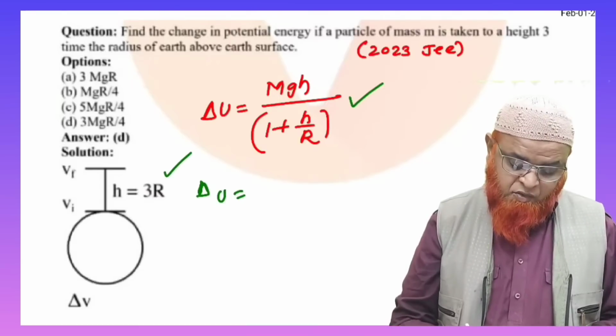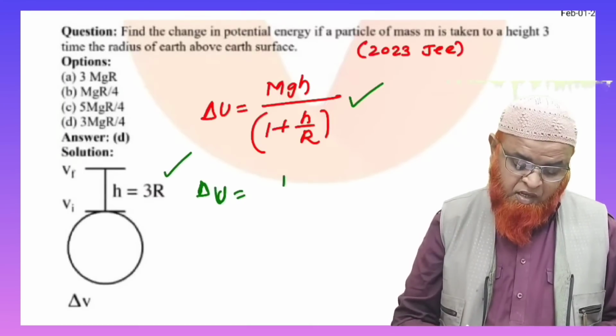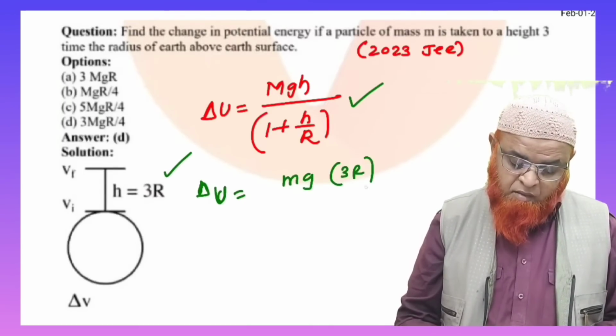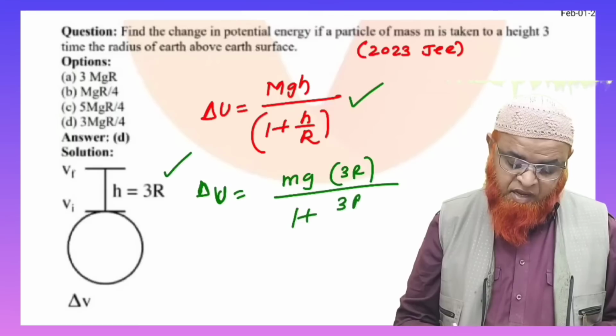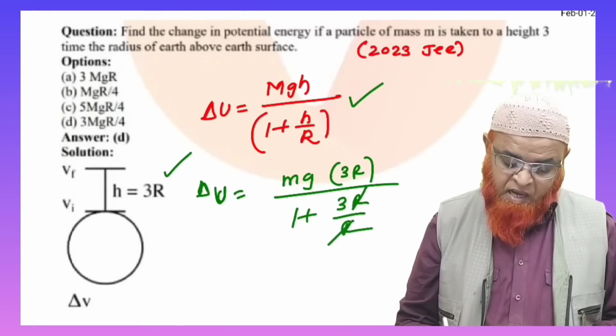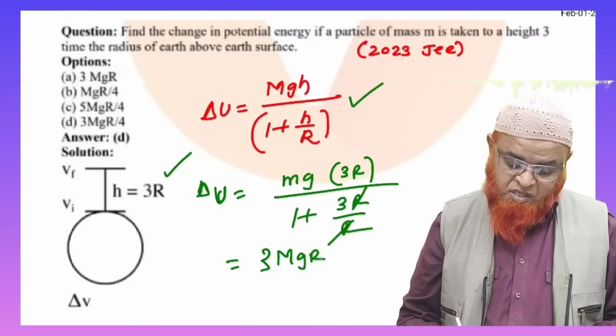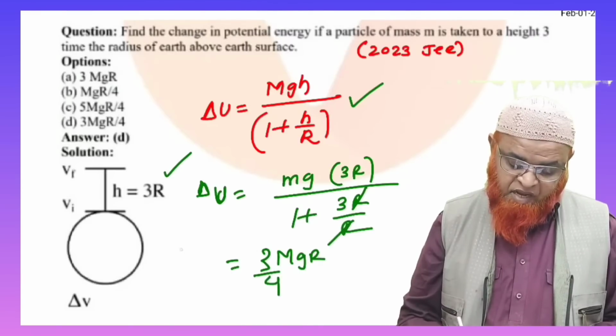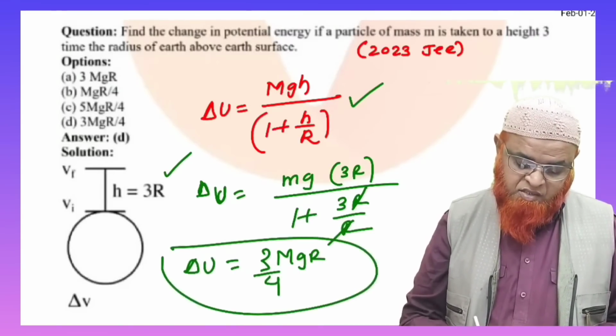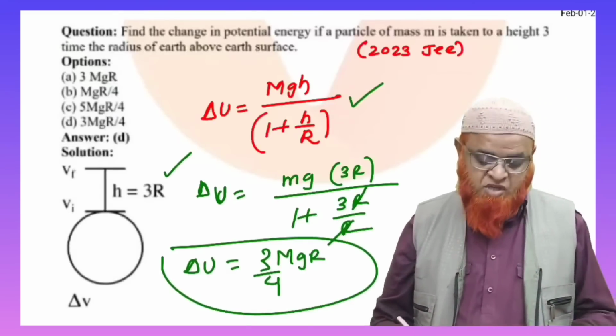So therefore delta u is equal to mg into 3r divided by 1 plus 3r by r. So r gets cancelled. It is going to become 3mgr by 4. So therefore your answer is going to become 3mgr by 4.